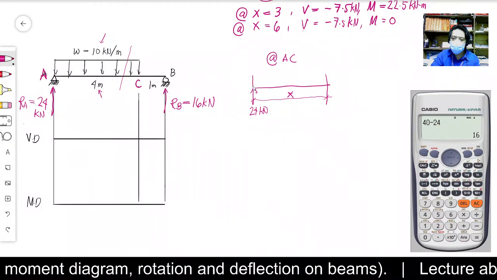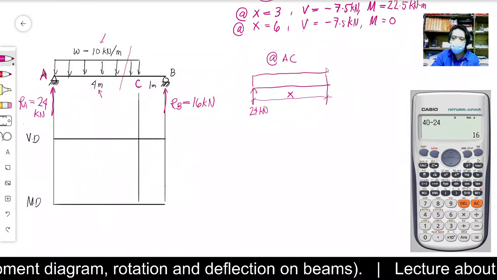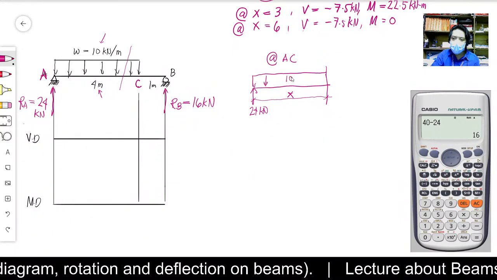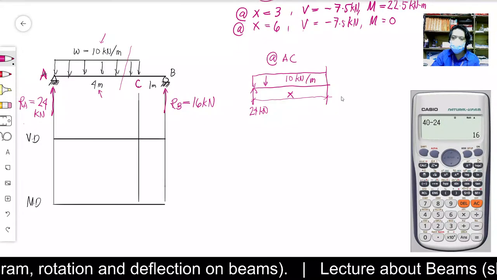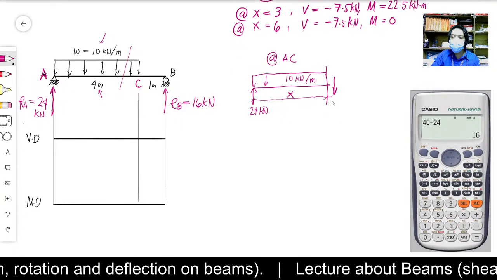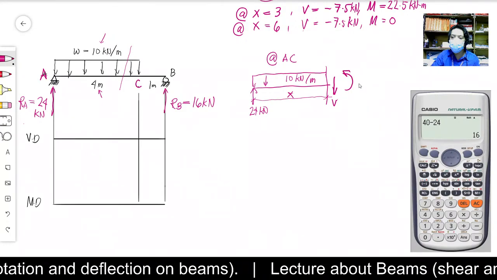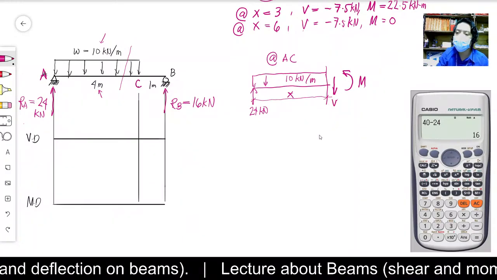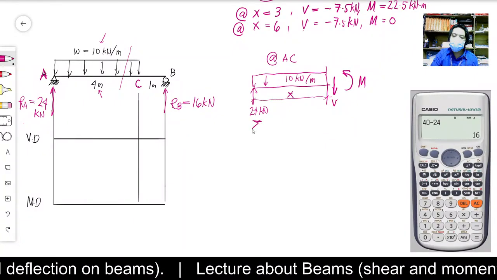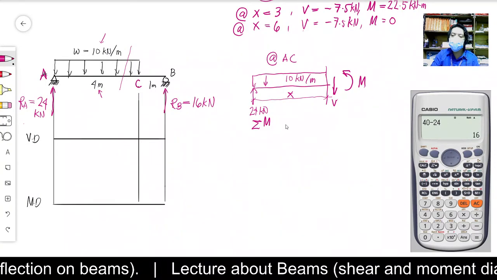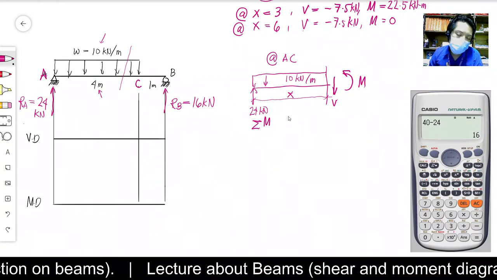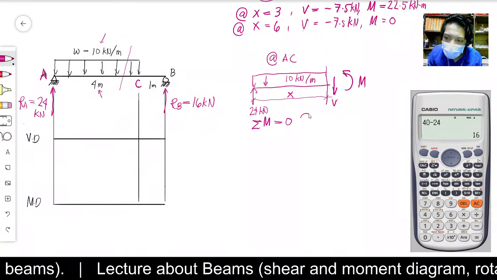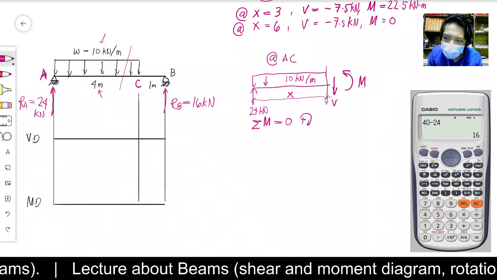And you have here a uniformly distributed load, whose magnitude is 10 kilonewton per meter. And of course, you also have here the shear and the moment. Take note, the shear is always downward and the moment is always counterclockwise. So we are summing the moment. Take note, I get the moment first because we already know the relationship between the moment and the shear. This is equal to 0. We are taking clockwise as the positive moment.